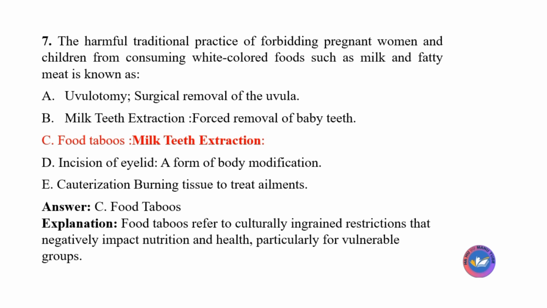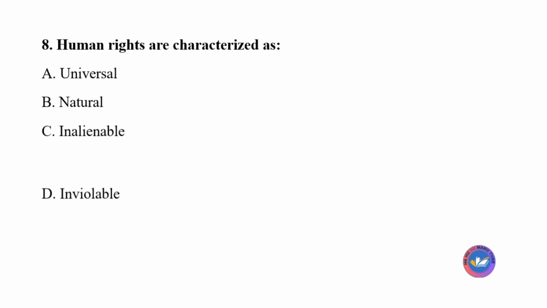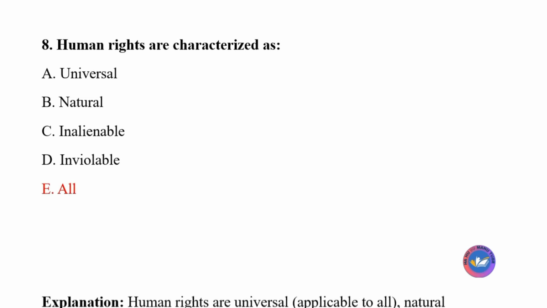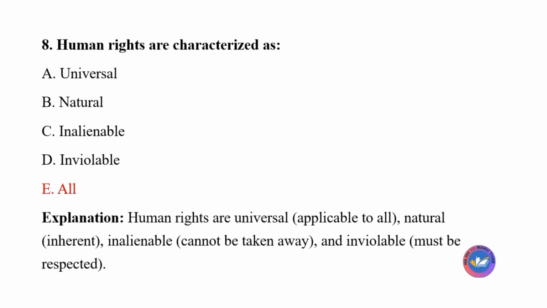Question number 8. Human rights are characterized as A. Universal, B. Natural, C. Inalienable, D. Inviolable, E. All. The answer is all. Human rights are universal, applicable to all; natural, inherent; inalienable, not to be taken away; and inviolable, must be respected.